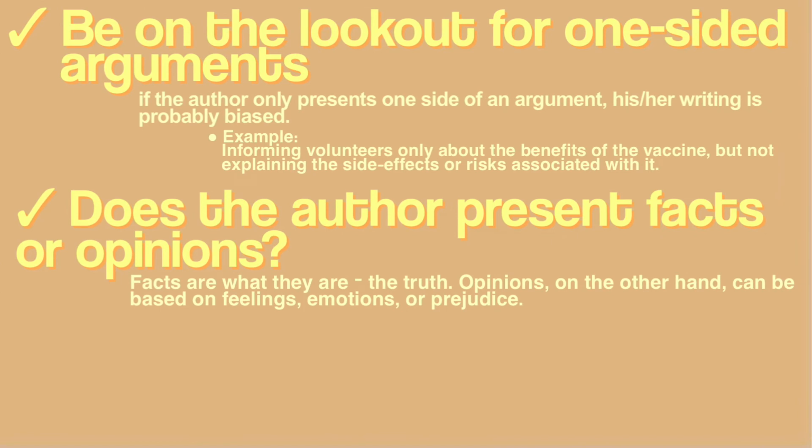Be on the lookout for one-sided arguments. If the author only presents one side of an argument, his or her writing is probably biased. Example, informing volunteers only about the benefits of the vaccine, but not explaining the side effects or risks associated with it.